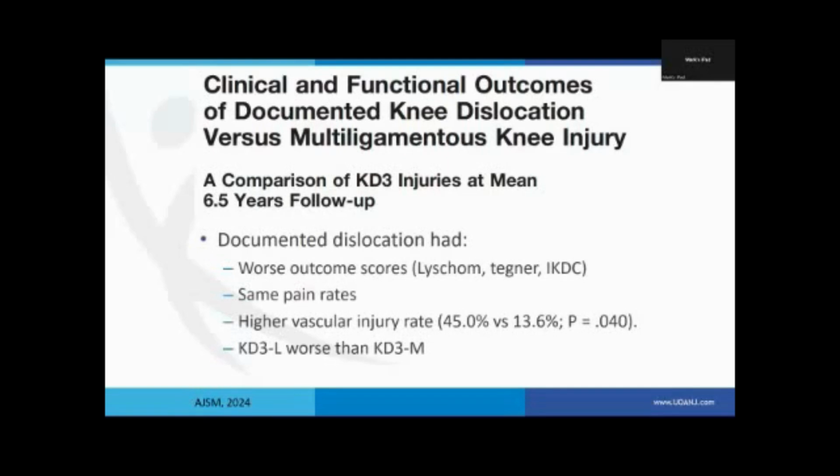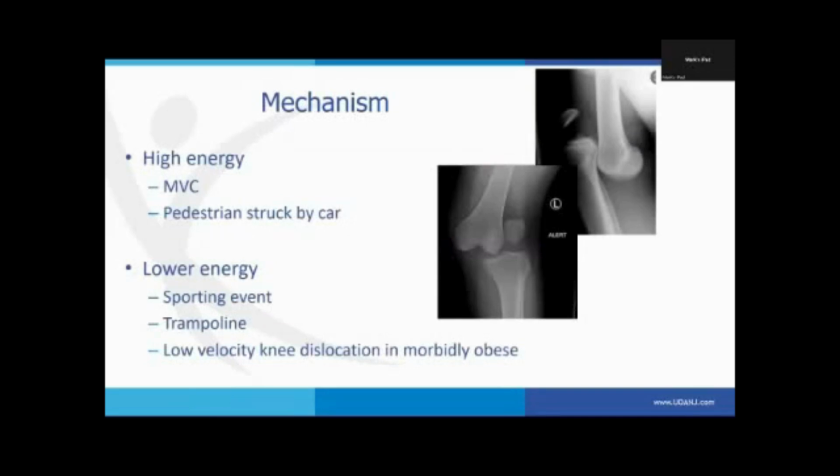But I don't want to ignore the substantial number of players who didn't dislocate their knee, or we don't have a documented knee dislocation, but who still had a vascular injury. So we need to be aware. If it's a high energy mechanism like that, we need to have our radar up.